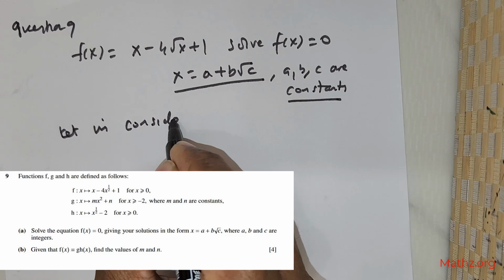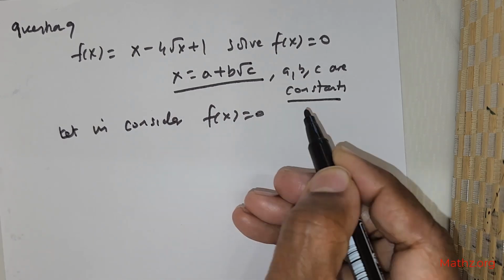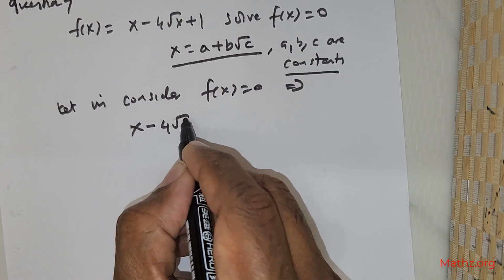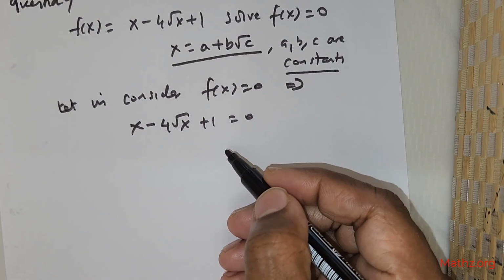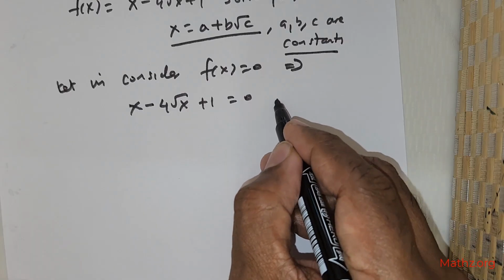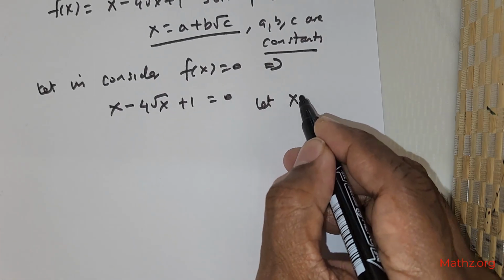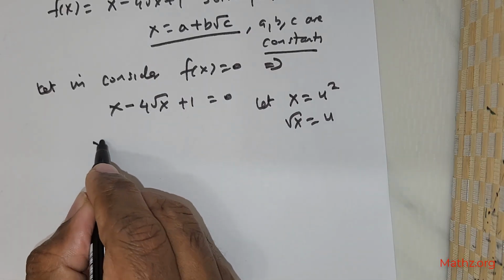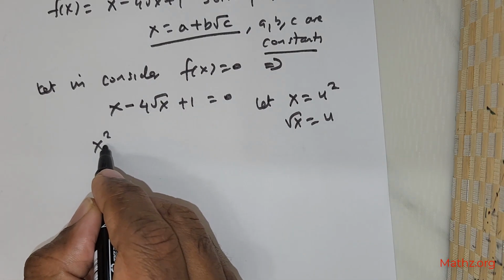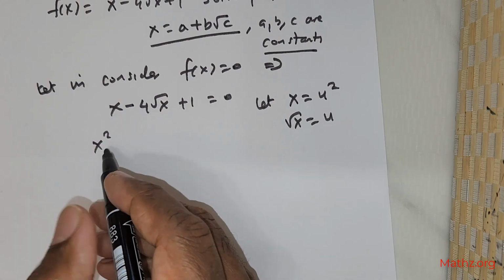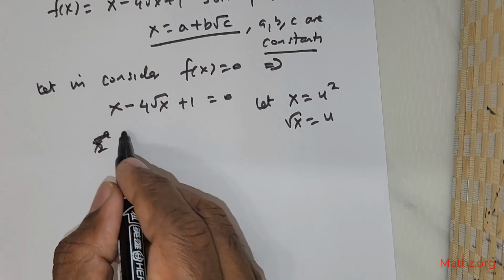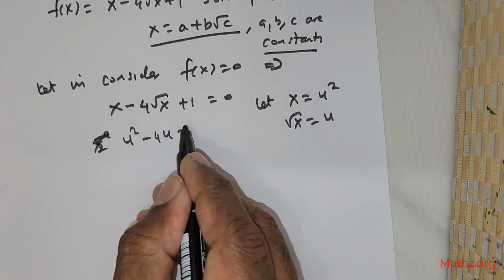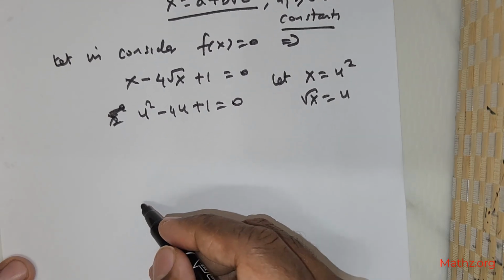Let us consider f of x to be equal to 0. So this means x negative 4 times root of x positive 1 is equal to 0. Now I'm going to take x to be equal to, say, some u squared. So root of x will be equal to u. So this in turn can be rewritten as, in place of x I will be writing u squared, and this is 4 times u, positive 1 is equal to 0.